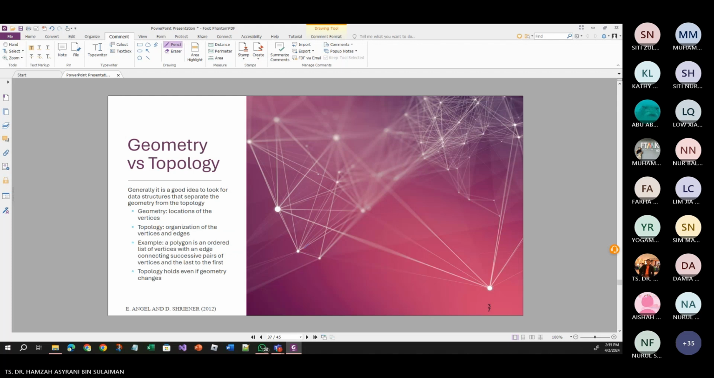Okay, geometry versus topology. So generally, it is a good idea to look for the data structure that separate the geometry from the topology. For example, geometry: location of the vertices. Topology: organization of the vertices and edges. Geometry ni lebih kepada point location of the vertices lah, titik X, Y, Z, X, Y, Z. Topology tu somehow how we manage the sambungan for each vertices tu.